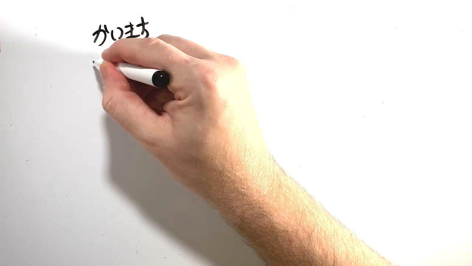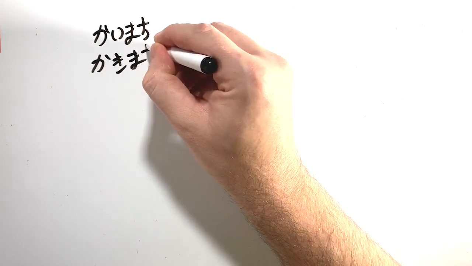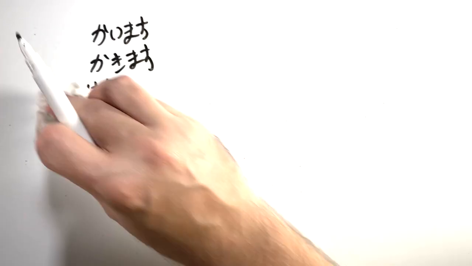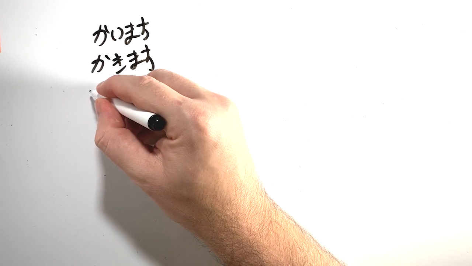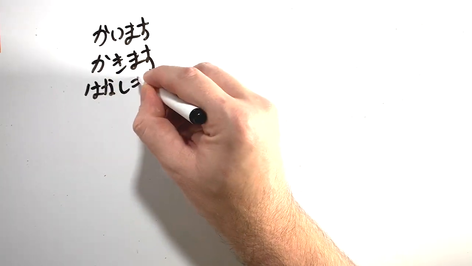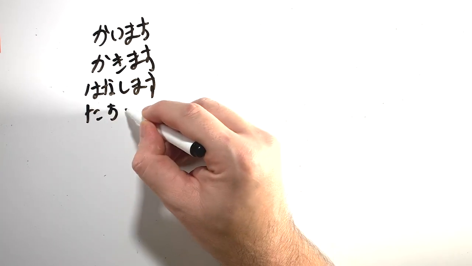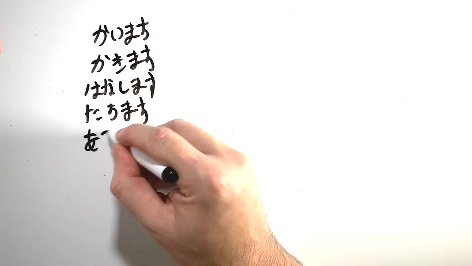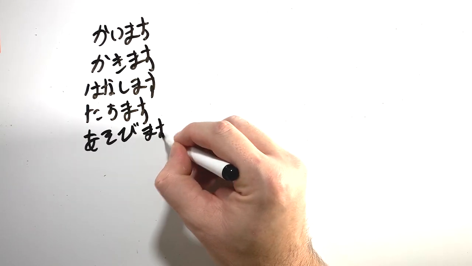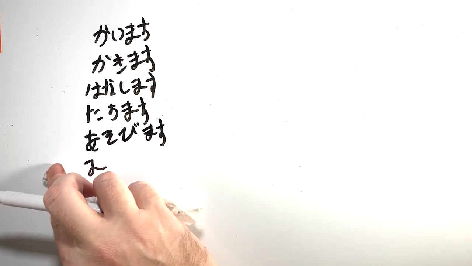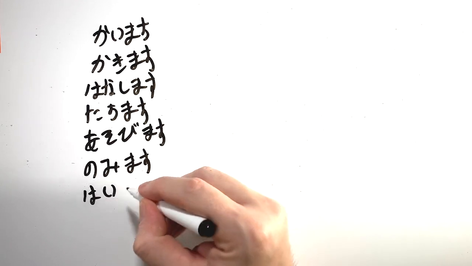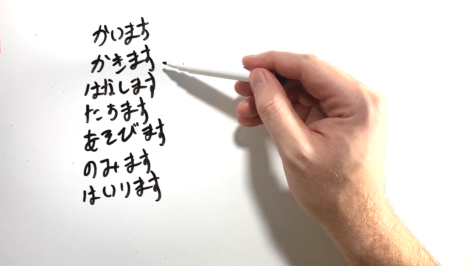Probably the easiest way for you to remember these rules is to utilize a technique that's used by a lot of people. You grab one really solid, common example for each rule, and you memorize that example along with the rule. That example serves as your reference or template for the rule. So for example, if I work my way down the hiragana chart: kaimasu, to buy; kakimasu, to write; hanashimasu, to speak; tachimasu, to stand; asobimasu, to hang out or play; nomimasu, to drink; and hairimasu, to enter. All of these are really common verbs that you will use in day-to-day Japanese.